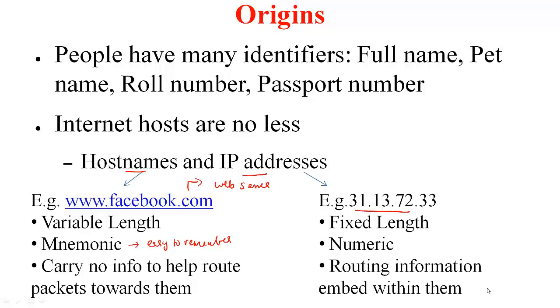They can be variable length and also they carry no information to help route packets towards them. So for example, if I look at this particular string, I have no idea where this host is located. Whether I have an idea or not is not important. More importantly, the routers have no idea where this host is located. On the contrary, the IP addresses are of fixed length, so this helps process the strings very efficiently at the routers. They are numeric and they also carry routing information within them that gives an idea to a router as to where this particular host is located so that they can send packets accordingly.